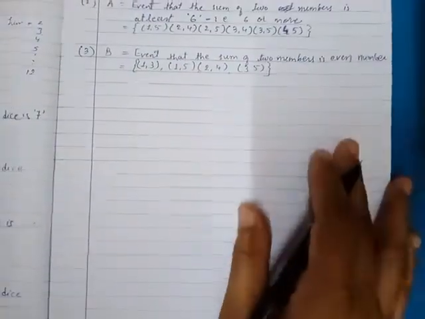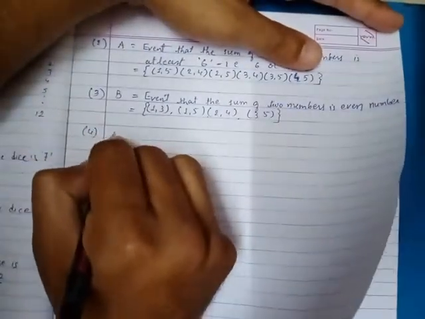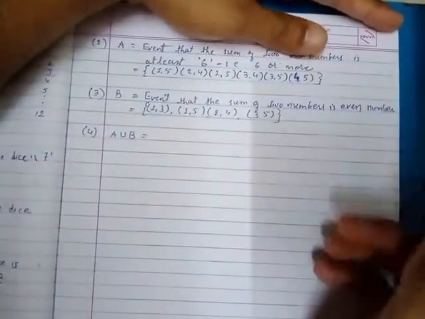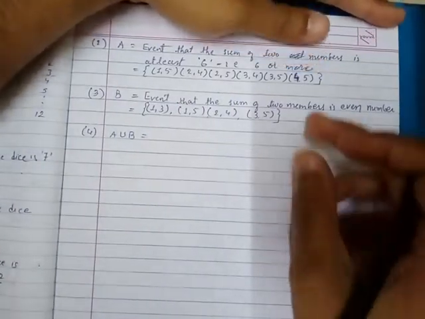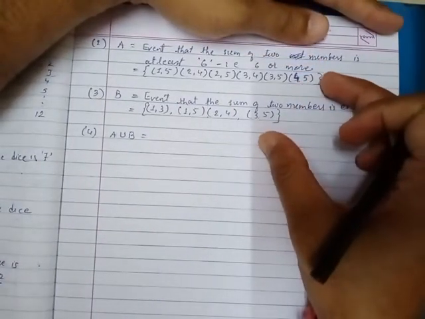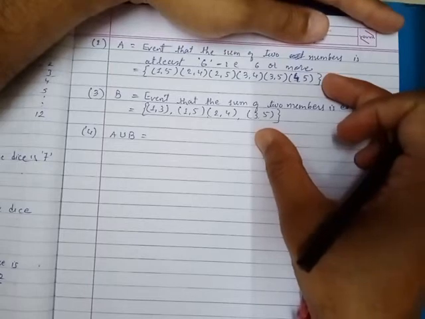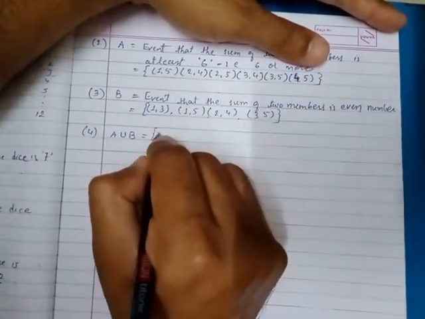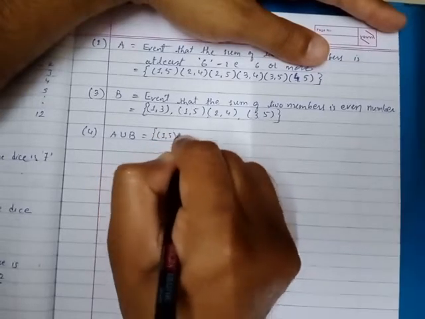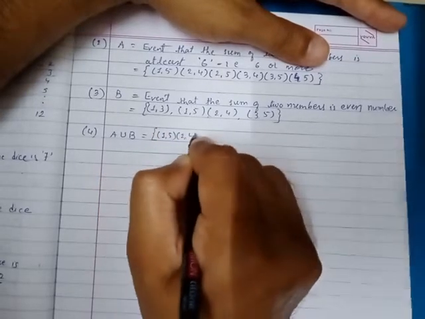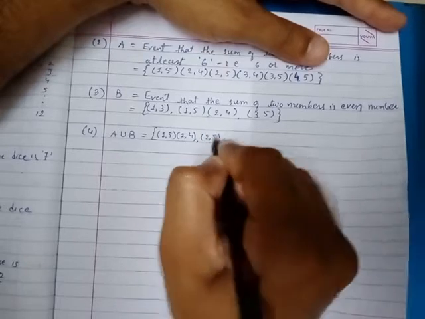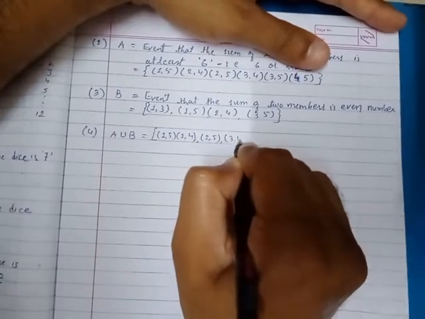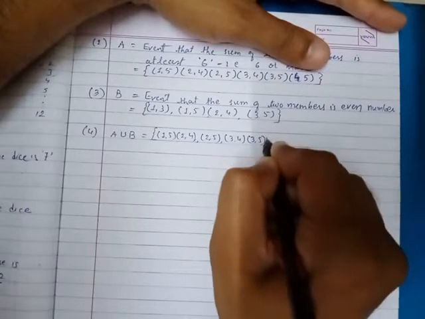Now A union B, next point. Now they are related with these events. Okay, fourth one, A union B, union of the two events. Now union of two events means what? All the sample points available in event A and event B you have to write together. I will show you. See now, I will write first of all event A outcomes: 1 5, 2 4, 2 5, 3 4, 3 5 and 4 5.